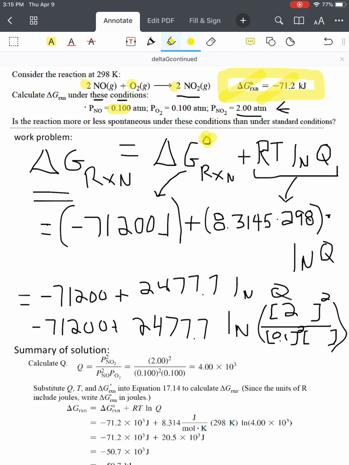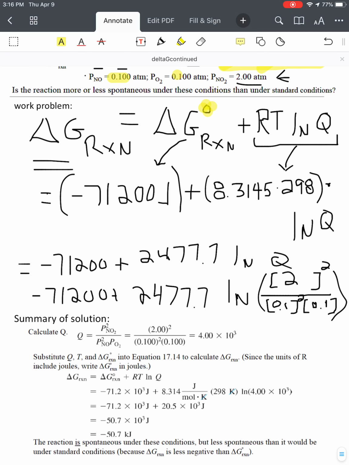Likewise, my second reactant is 1 copy of O2. And since my partial pressure of that's 0.1 under this non-standard condition, I need to write 0.1 in as my partial pressure for that. That one's just going to be raised to the first power. Now I've got an equation that I can solve. And that's all I need to do to finish off this problem.